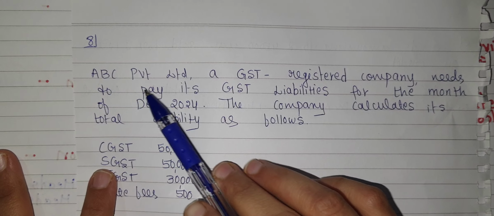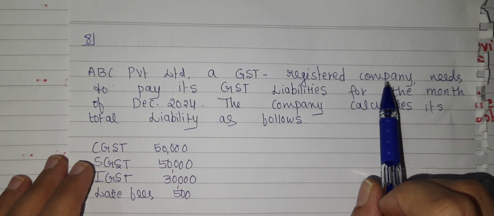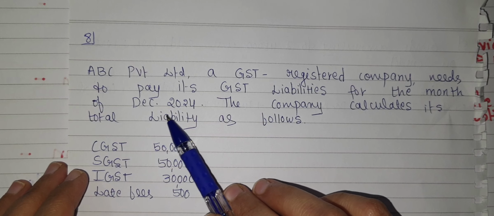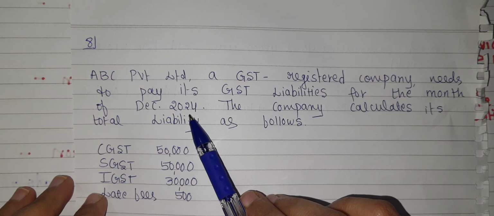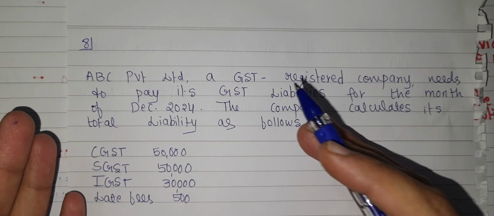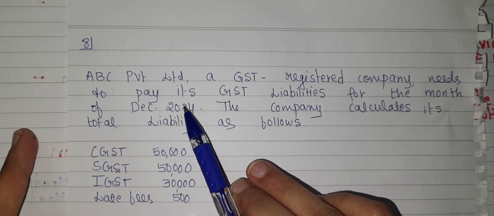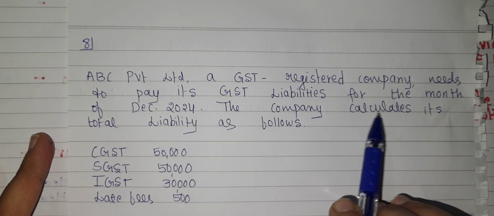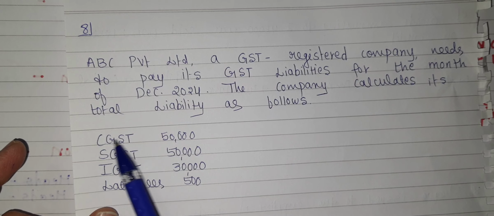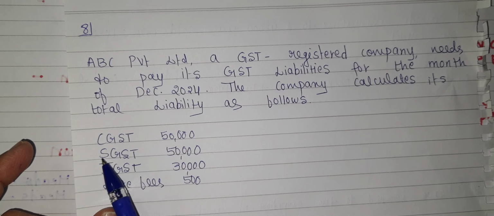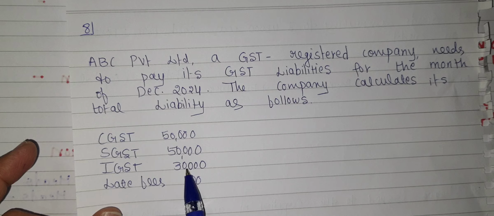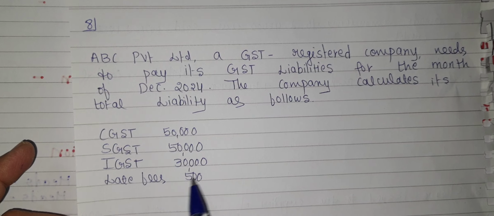See here. ABC Private Limited, a GST registered company, needs to pay its GST liabilities for the month of December 2024. The company calculates its total liability as follows: CGST, Central Goods and Service Tax, 50,000; State Goods and Service Tax, 50,000; and Integrated Goods and Service Tax, 30,000 rupees; and late fees, rupees 500.